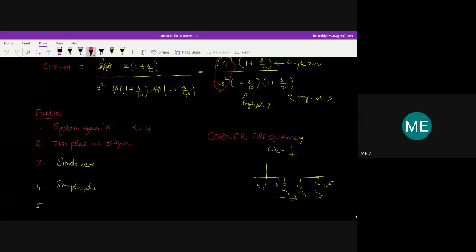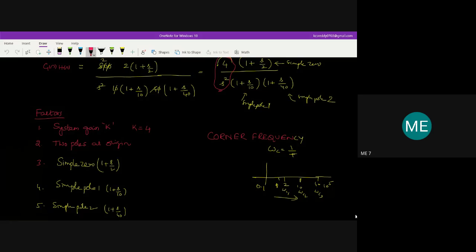Then the fifth one is simple pole 2. We can write it as 1 plus S by 10, here is 1 plus S by 40, and this is 1 plus S by 2. So now we need to write the contributions of these.